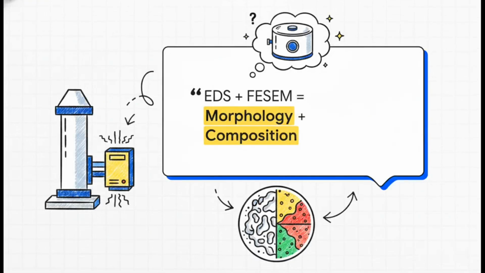So, to wrap this all up, just remember this simple equation. EDS plus FESEM equals morphology, what a sample physically looks like, plus composition, what it is fundamentally made of. By mastering this instrument, we aren't just looking at the microscopic world, we are truly, deeply understanding it.